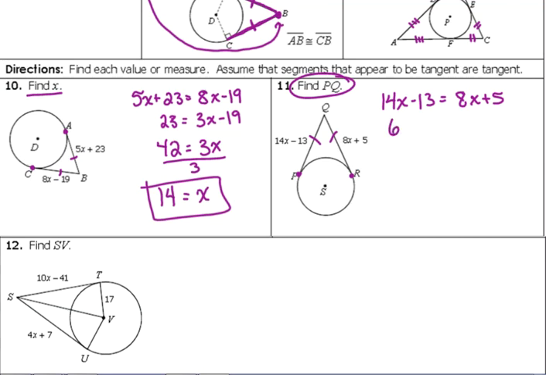When we subtract the 8x, we get 6x minus 13 is equal to 5. Add the 13, it gives us 18. Divide by 6. That says x equals 3, but they didn't want just x. They want PQ. PQ was the 14x minus 13. So plug it back in. 14 times 3 is 42. 42 minus 13 would be 29.